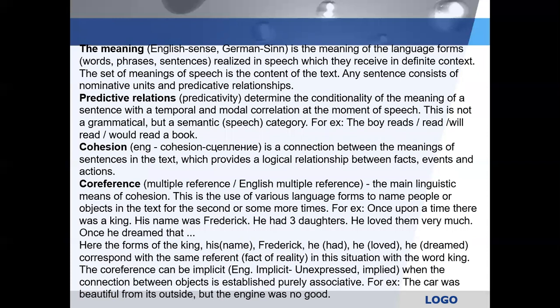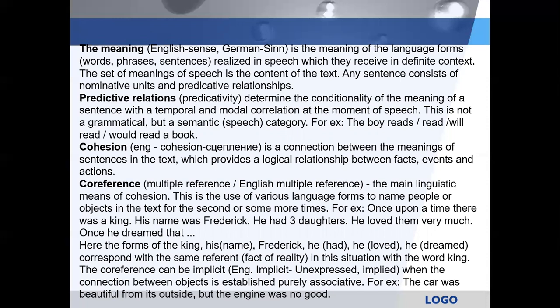The other concept is meaning. In English, in the general sense, meaning is the meaning of the language form, words, phrases, sentences, realized in speech, which receive definite content. The set of meanings of speech is the content of the text.